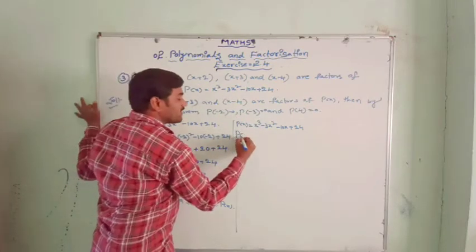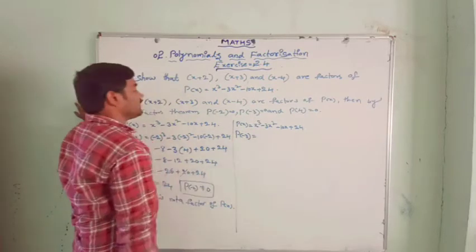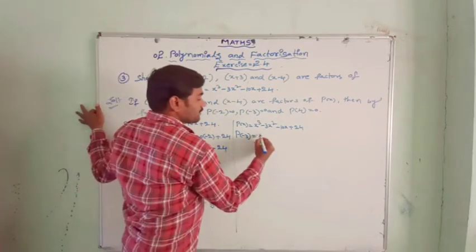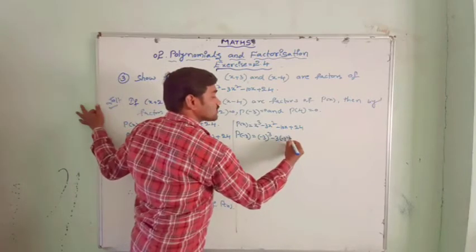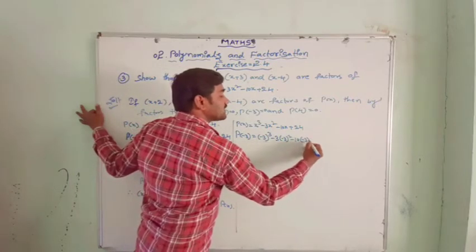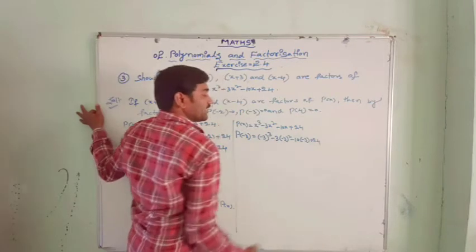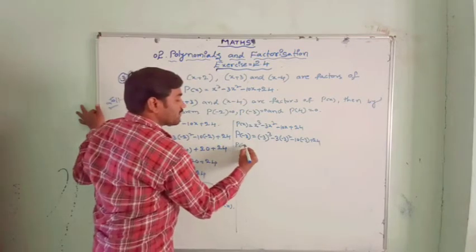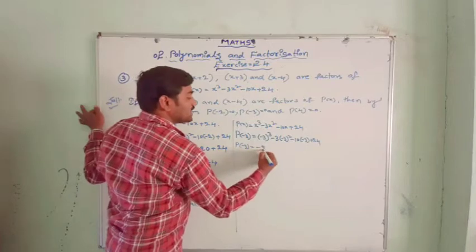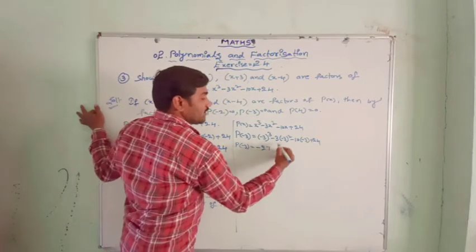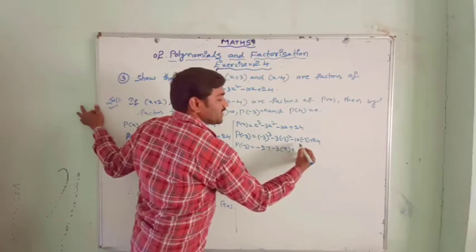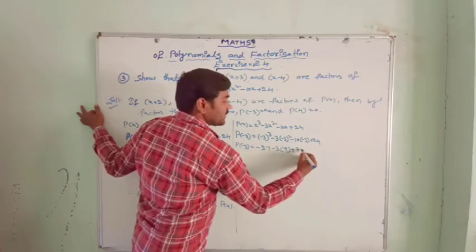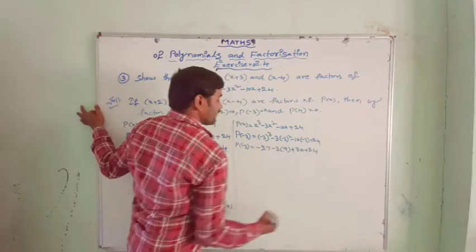Let us check p of minus 3. Okay, p of minus 3. Then here minus 3 whole cube minus 3 into minus 3 whole square minus 10 into minus 3 plus 24. Then here p of minus 3 is equal to minus 3 cube is minus 27, minus 3 into 3 square is 9, minus into minus plus, 10 3s are 30, plus 24.